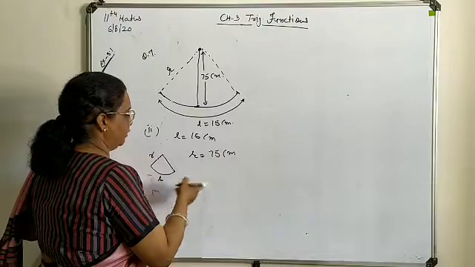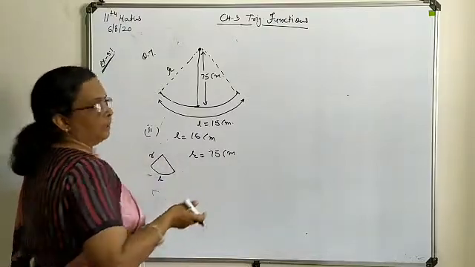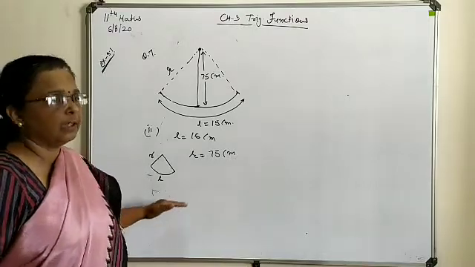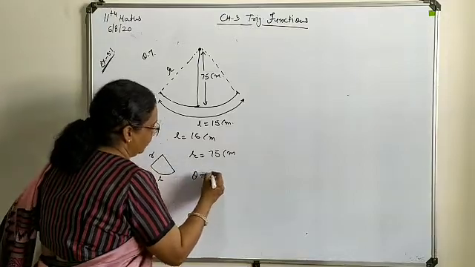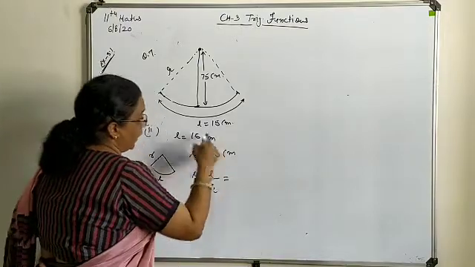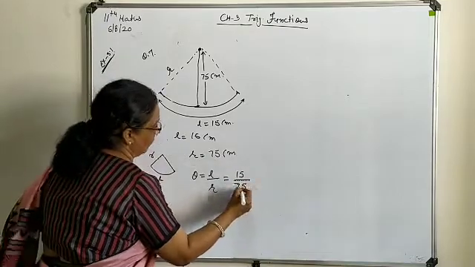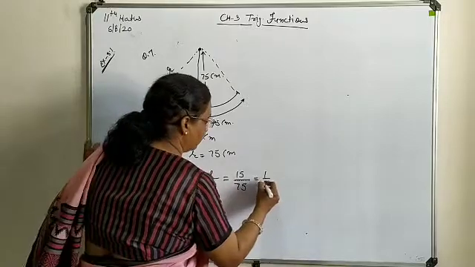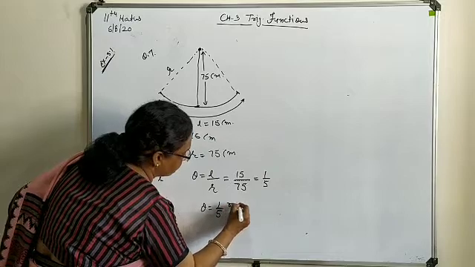Now we are going to find theta in terms of radian, not in terms of degrees. It can be in terms of pi or in terms of fractional values. So here theta will be L by R. In our case L is 15, R is 75, so it will be 1 upon 5. So this theta is 1 upon 5 radian.